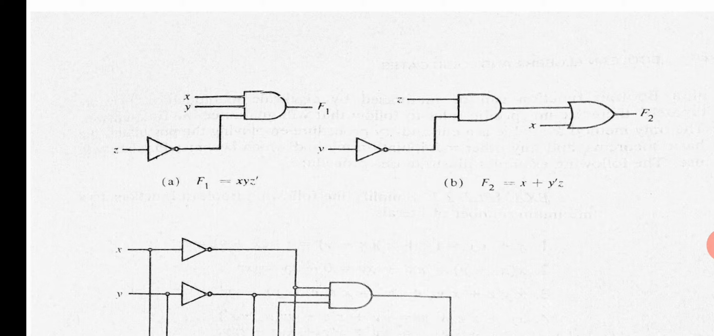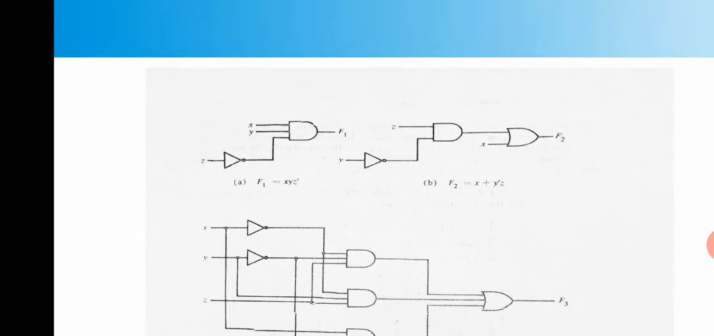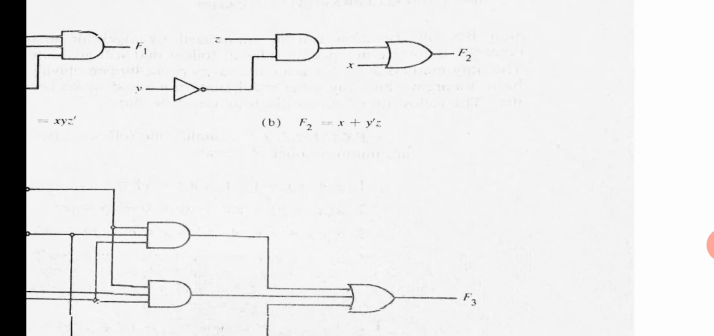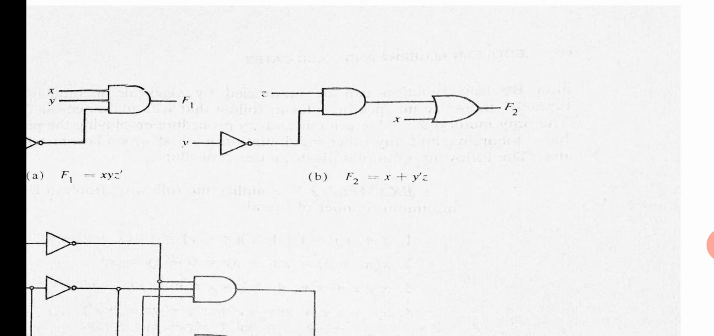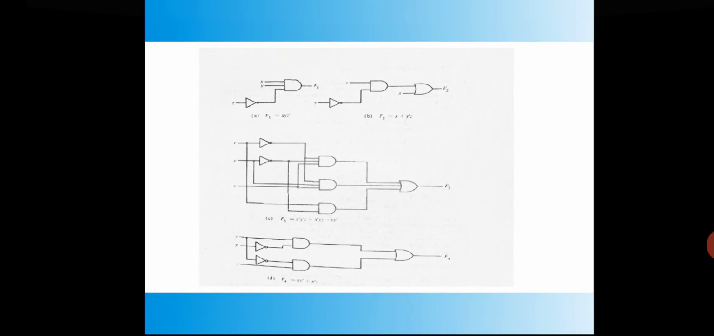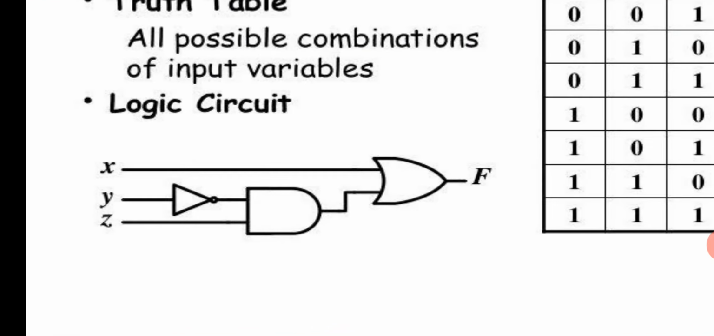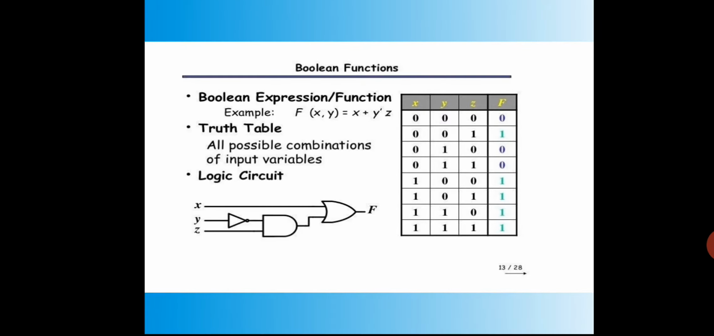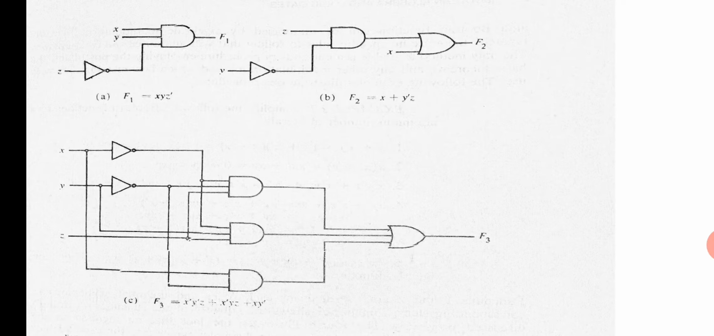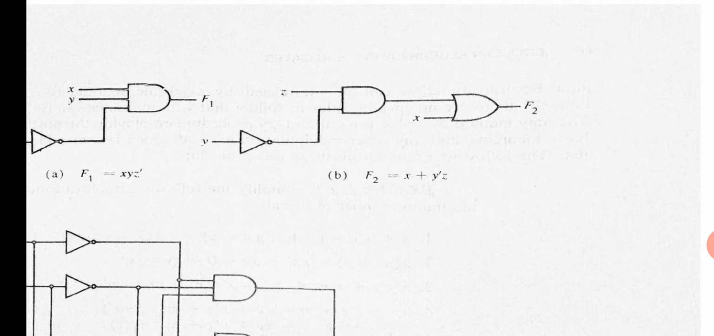In the second example, see F2, X plus Y dash Z, the same thing. See, this is one of the representations. You can ask, in the previous slide, this expression is the same as the previous one, isn't it? X plus Y dash Z. But can you see how they have built the logic circuit? It is different from this one, isn't it? So ultimately, what is the difference? Both are actually the same. You are not having any other differences.